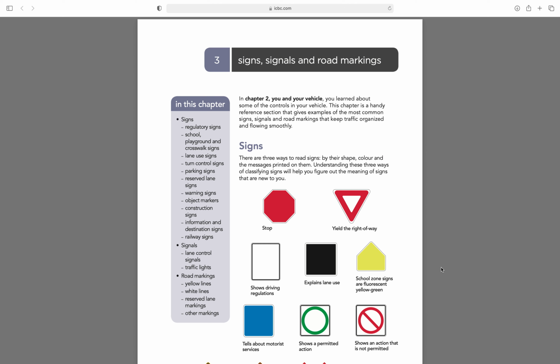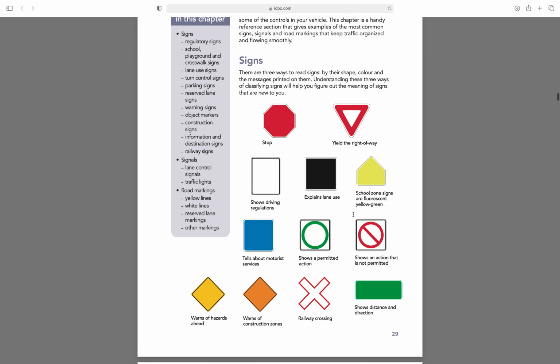Chapter 3. So this one is going to be a little bit shorter than chapter 2, so that's nice. This one's just about signs, signals, and road markings. In chapter 2, you and your vehicle, you learned about some of the controls in your vehicle. This chapter is a handy reference section that gives examples of the most common signs, signals, and road markings that keep traffic organized and moving smoothly. So this is basically just different signs that you'll need to know.